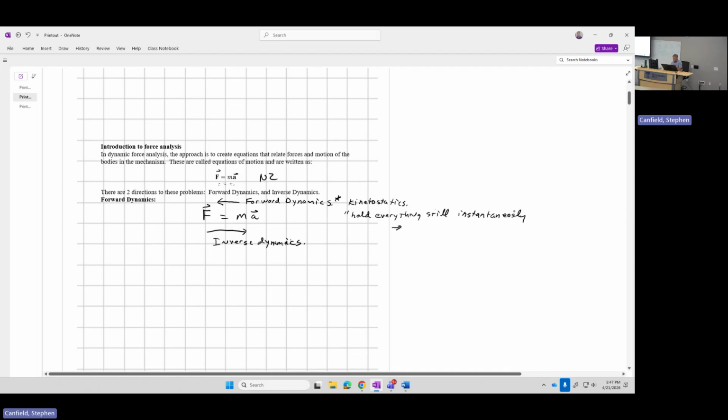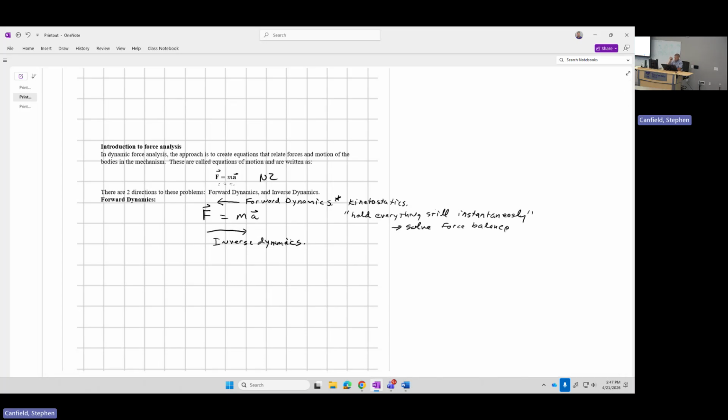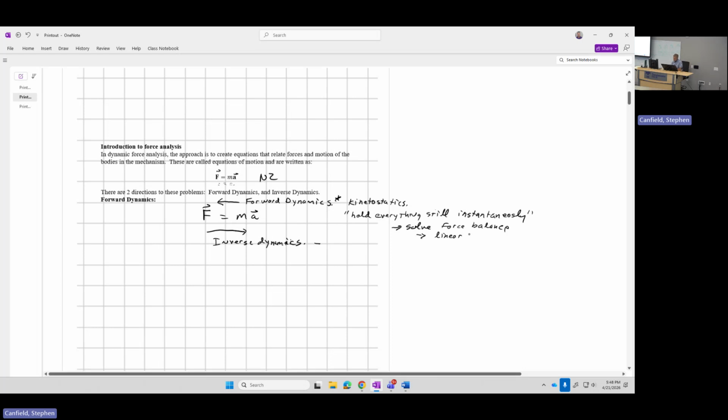Then I'm going to solve the force balance using Newton's second law. You know, say, hey, there's acceleration instantaneously. This is the state of acceleration. Let me solve a force balance. On the inverse dynamics side, I don't have to do that, but going back, when I do that, I get these linear equations that I can solve.